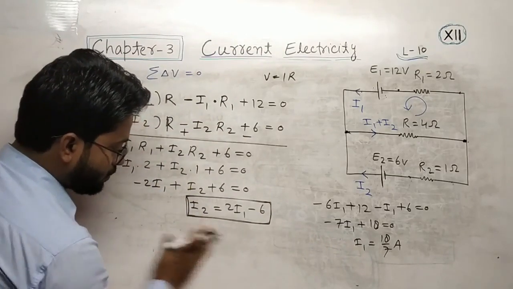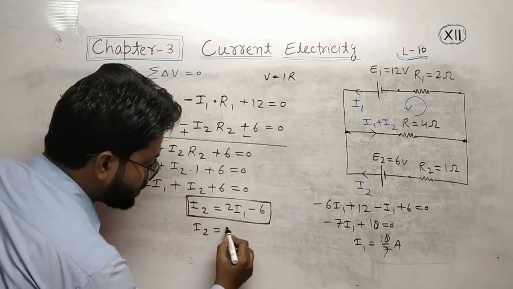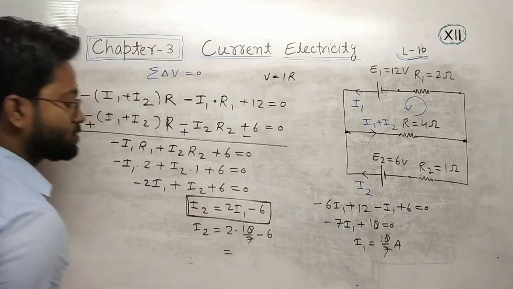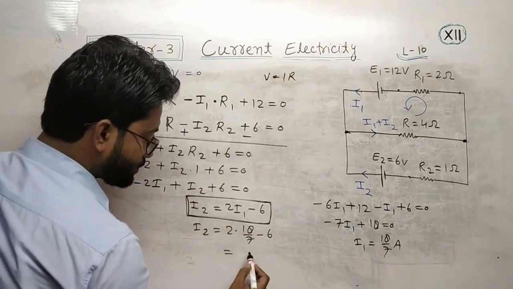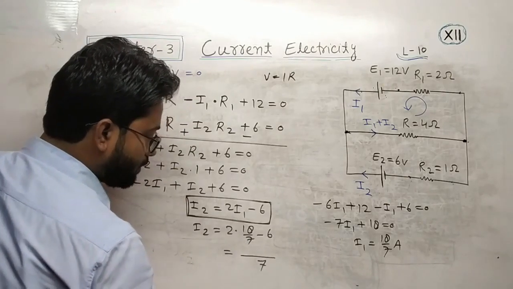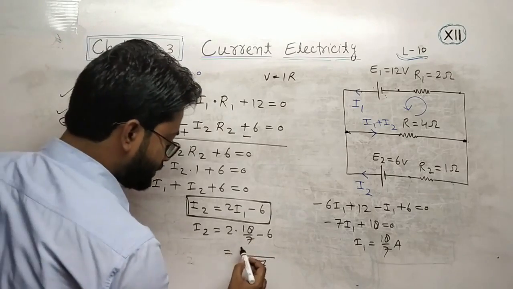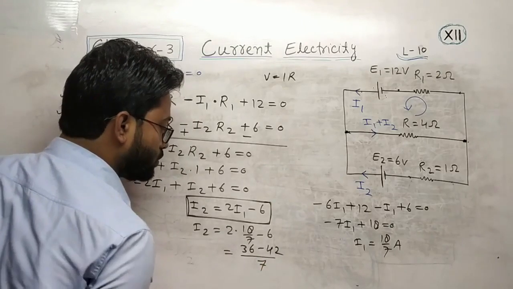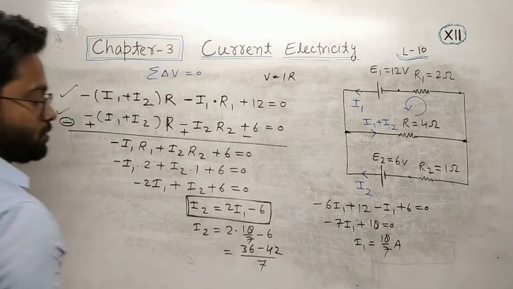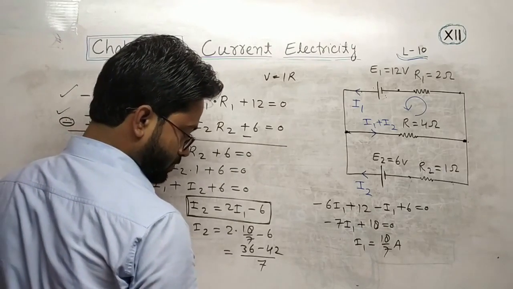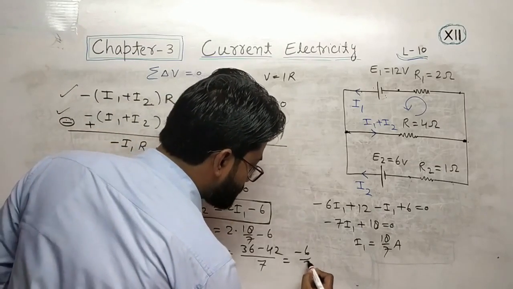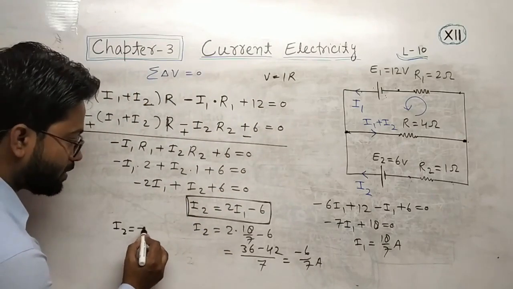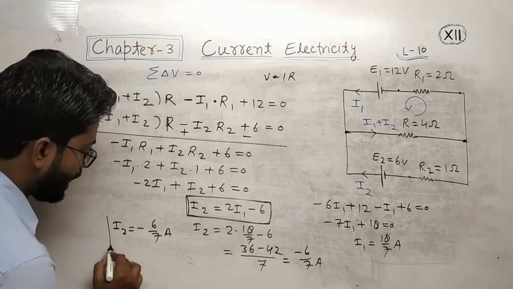Put the value of I1 here. You will get what? I2 is equal to 2 into 18 upon 7 minus 6, that will be equal to 36 upon 7 minus 42 upon 7, that is minus 6 by 7 ampere. It means I2 will be equal to minus 6 by 7 ampere.